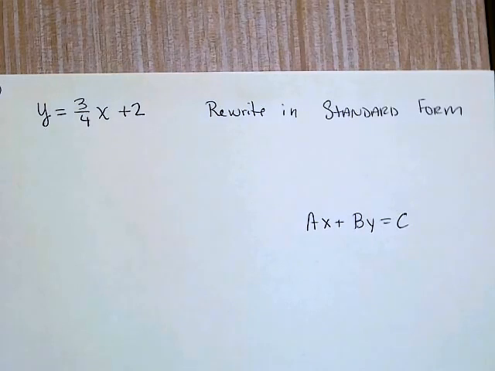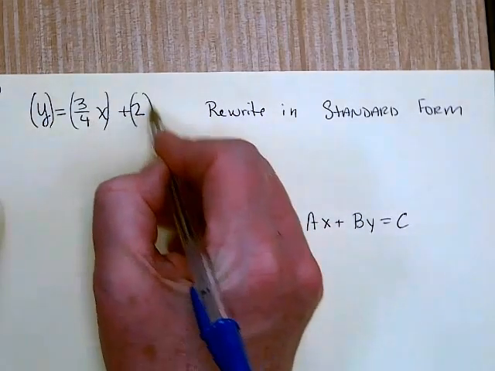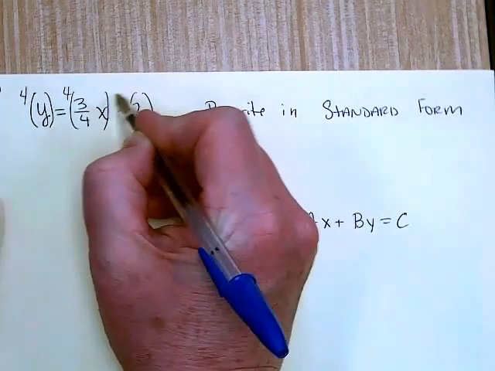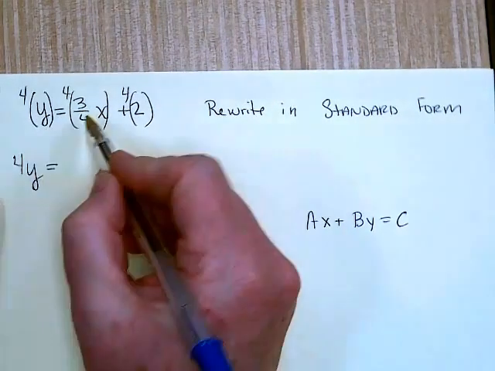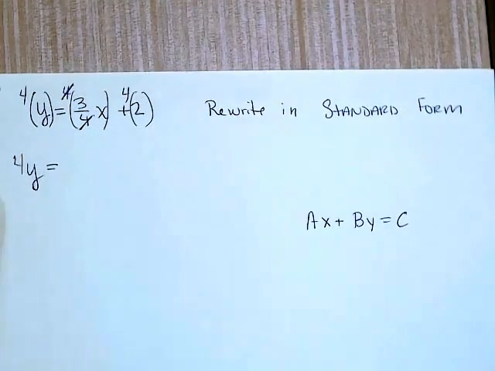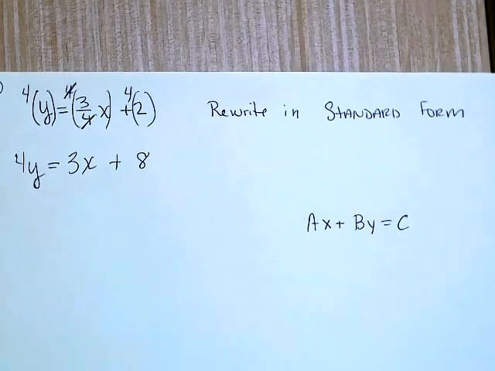So the very first thing we're going to do is get rid of the fraction. To get rid of the fraction, I'm going to multiply every part by 4 because it's the denominator. 4y equals, when you multiply by 4 here, they cancel. That's what you want to happen. You get 3x plus 8. So 4y equals 3x plus 8. So we've gotten rid of the fractions.